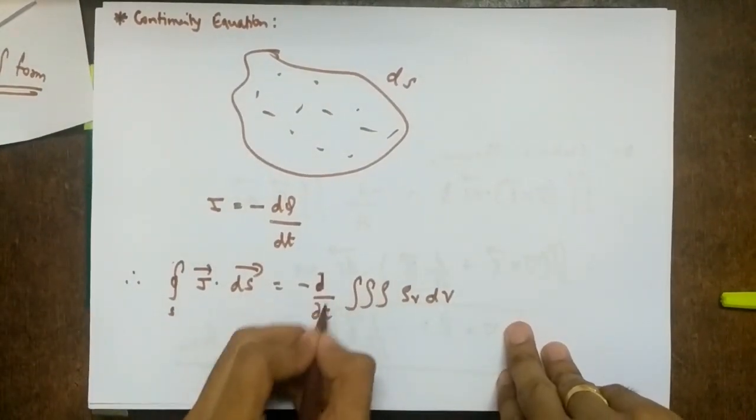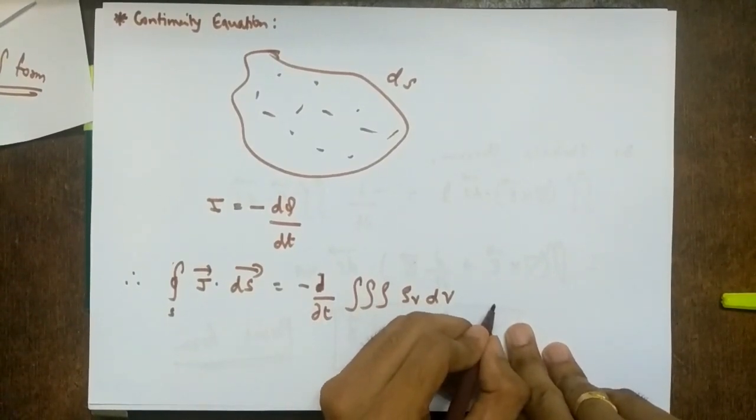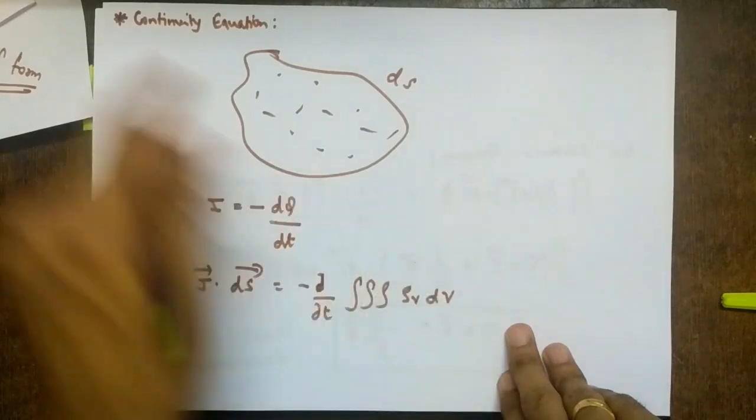Right? So again, why does it become a partial integral? Because dv is what? dx, dy, dz. So it is not dependent on only one variable. It is dependent on two variables now. Again, the same thing here.